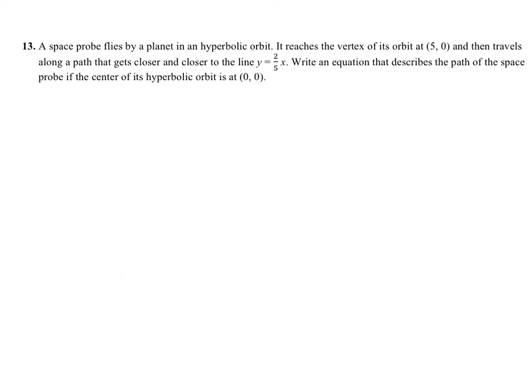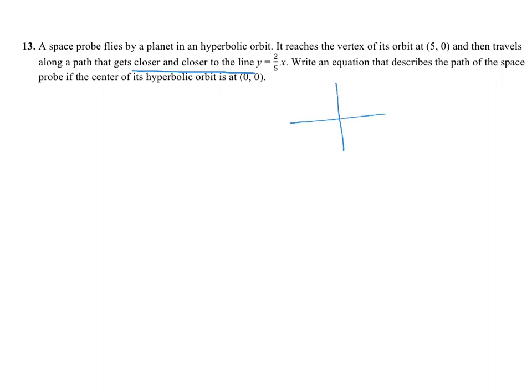Okay, and we have one word problem at the end. A space probe flies by a planet in a hyperbolic orbit, so we know it's a hyperbola. It reaches the vertex of its orbit at (5, 0), and then travels along a path that gets closer and closer to the line. Okay, so a line that the graph gets closer and closer to, we know that is an asymptote. So we have a hyperbola, we know the asymptote. We need an equation of the hyperbola if the center is at (0, 0).